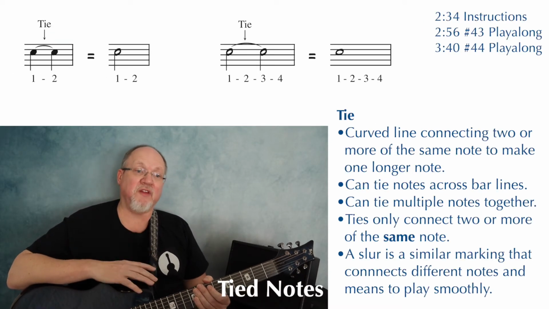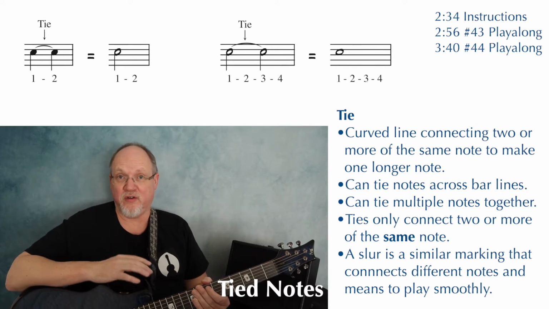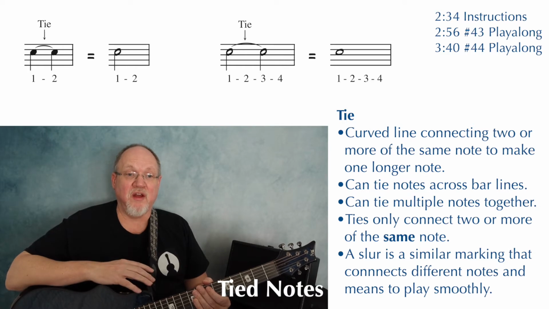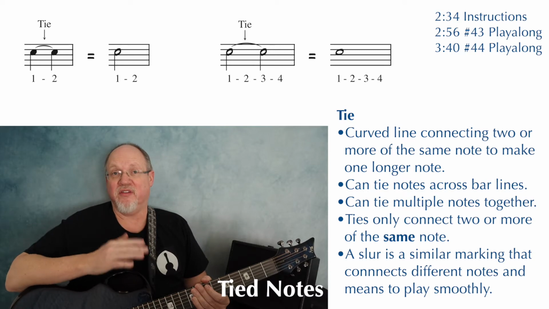A tie is a curved line that combines two notes of the same pitch to make one longer note. When two notes are tied together, you don't repeat the second note. Instead, you continue to sustain that note through the value of the second tied note.